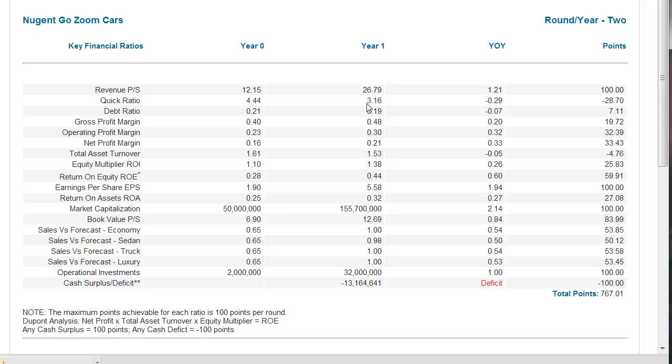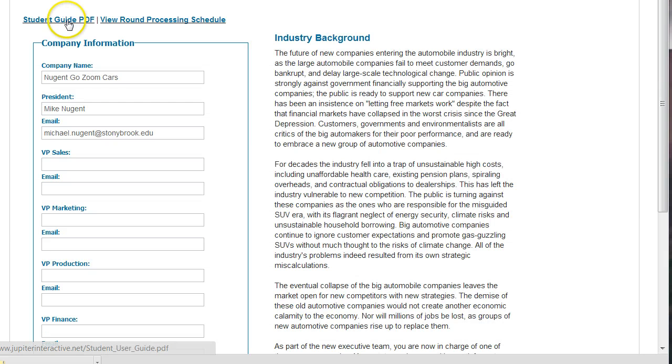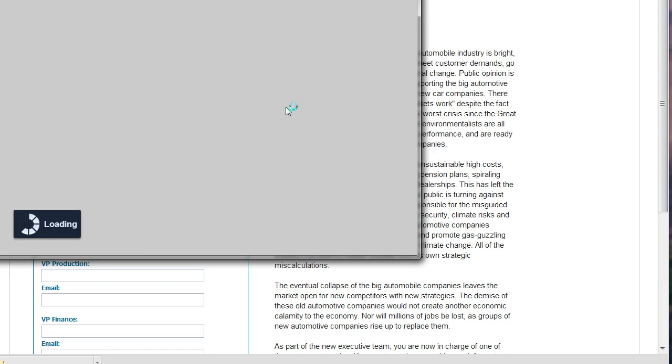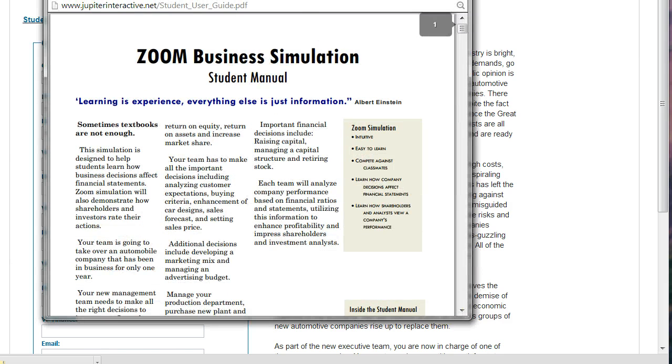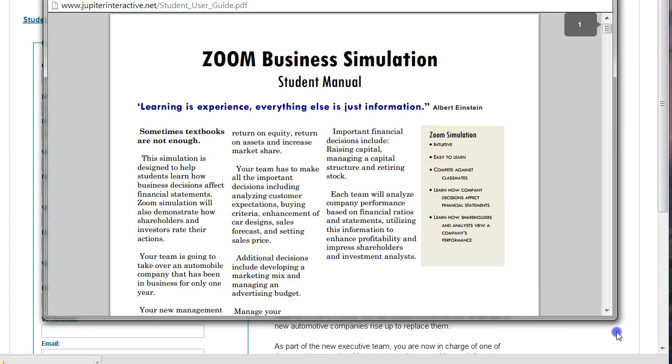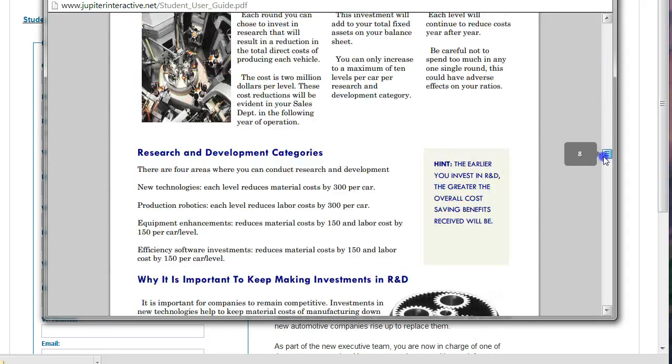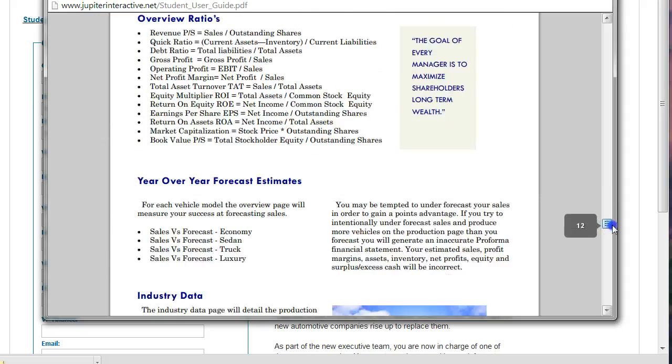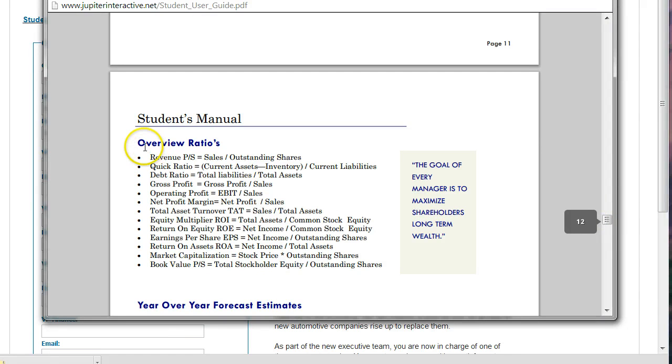If you want to really know what the formulas are for these financial ratios, you can check your financial accounting class, because the financial accounting textbook has all these financial ratios. You can check your finance class textbook as well. And I believe the student user guide has them too. Let's make this bigger. Here we go. In the student manual, the overview ratios section has all the formulas of the overview ratios as well. And these can easily be looked up online if you're confused as to what these ratios stand for and what they're measuring.